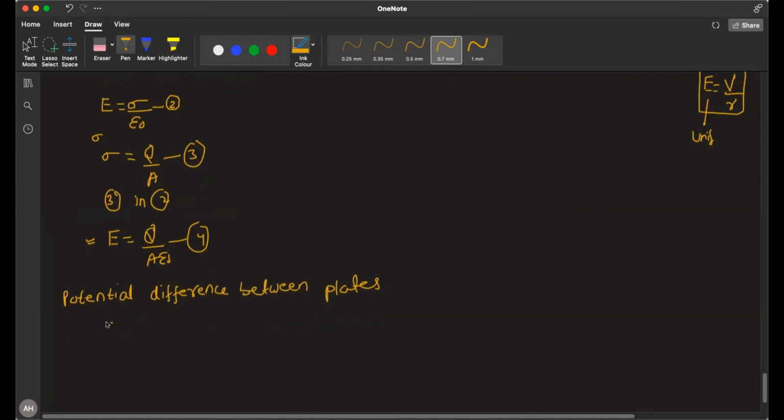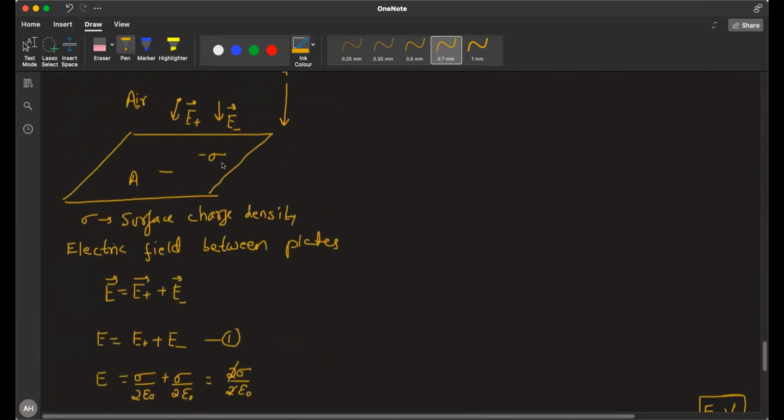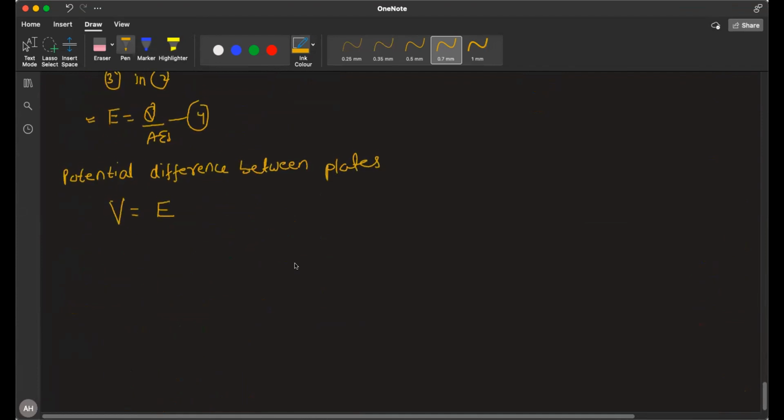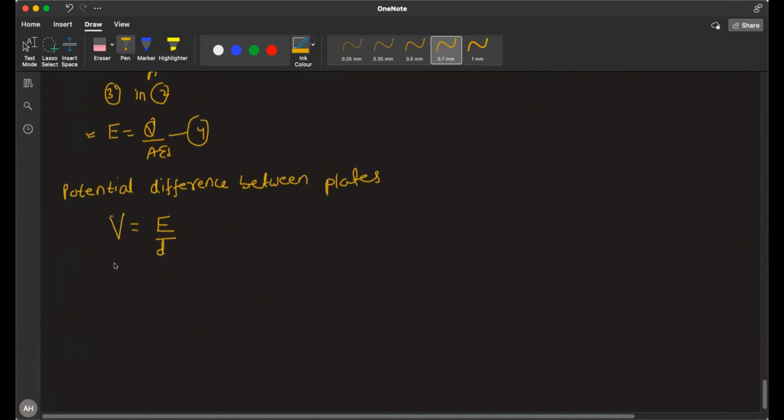So here, the potential difference between the plates is V, the field is E, and the separation between the plates is D. So you can write V is E into D. That's equation number 5. Substituting 4 and 5, V will be Q by A epsilon naught into D. That's the potential difference.